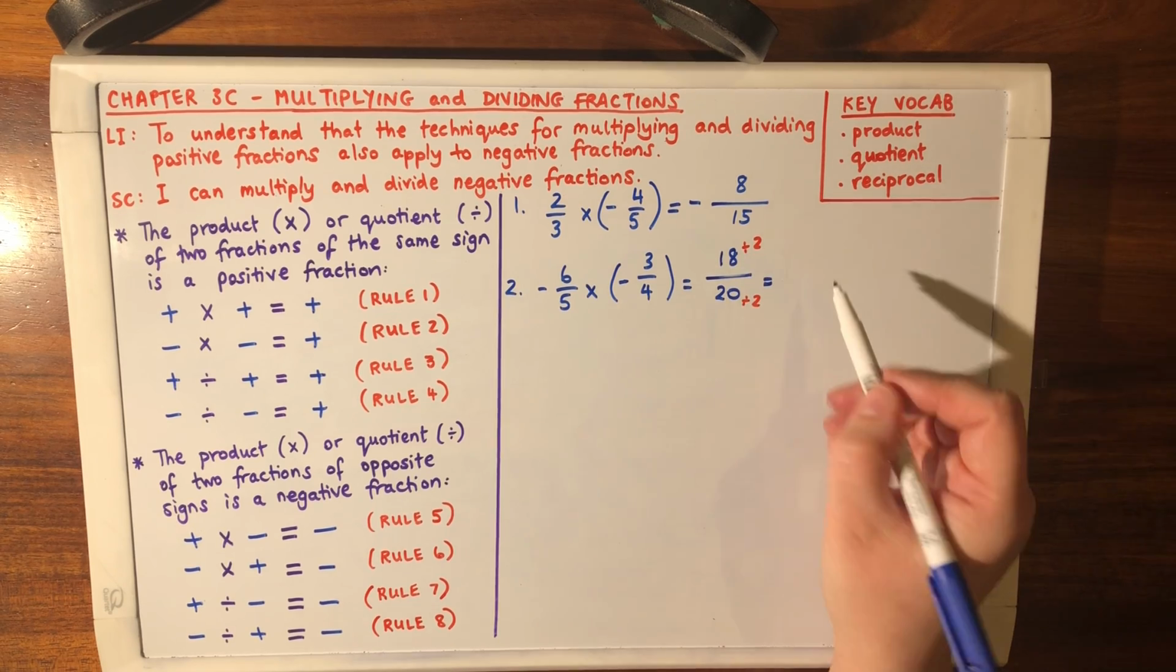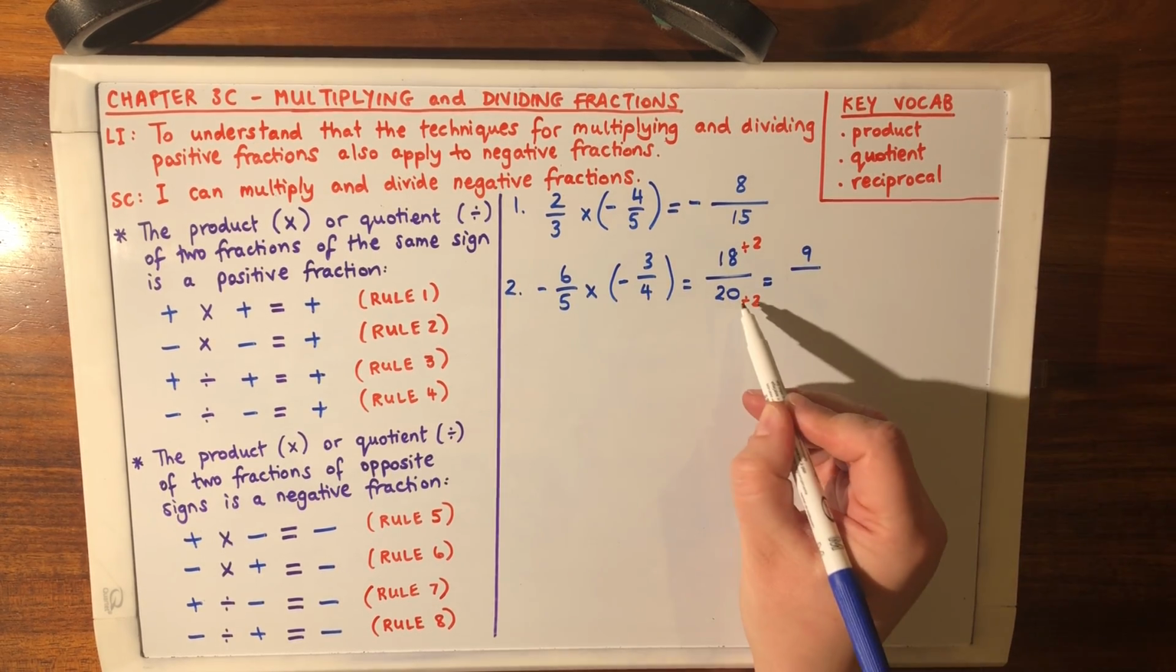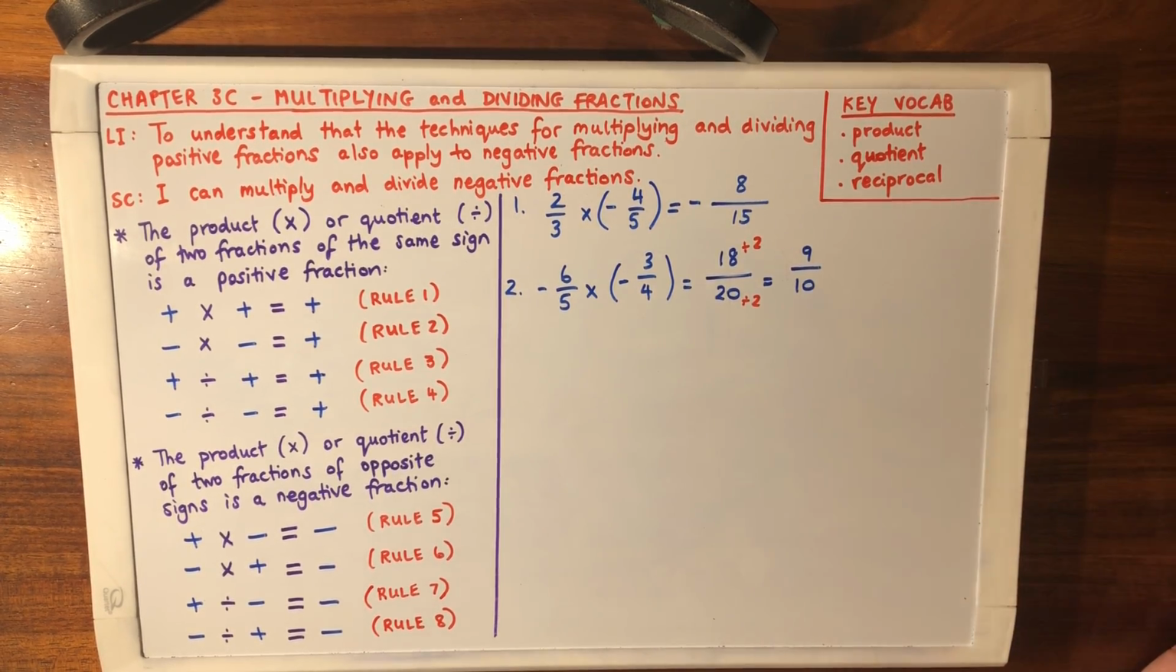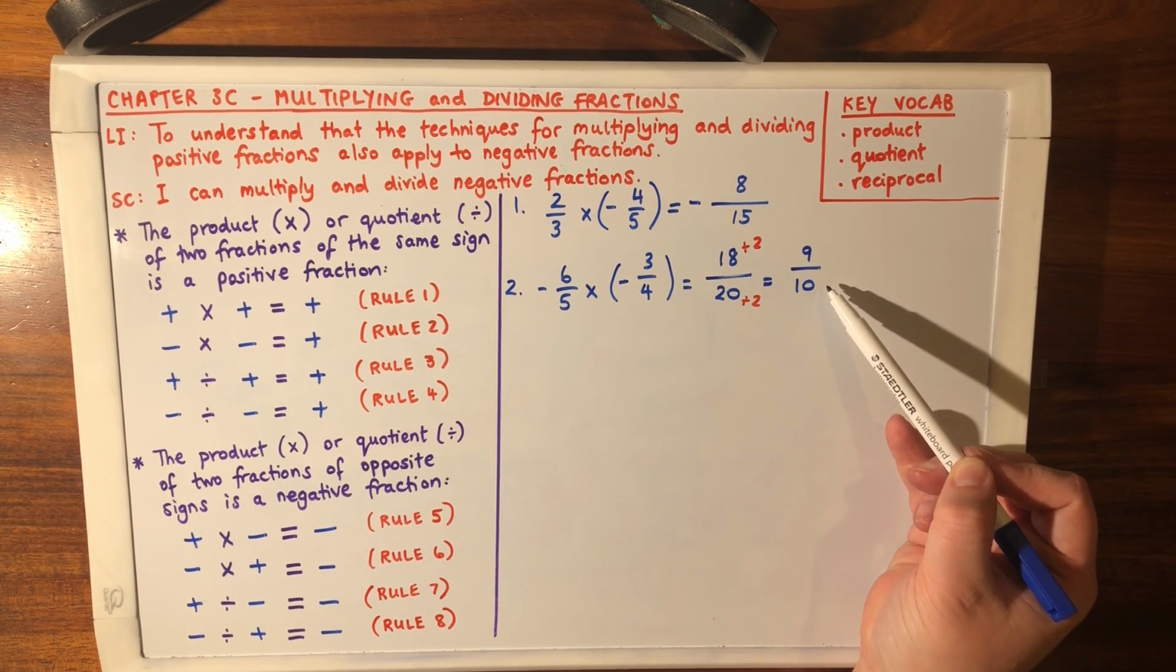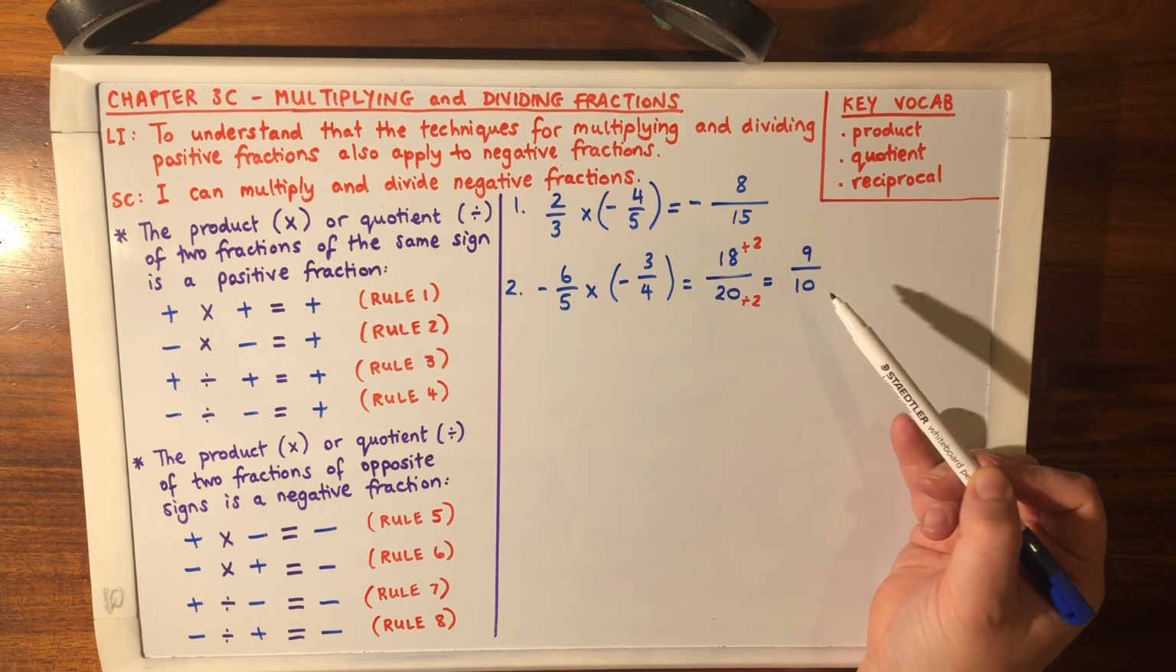How many 2's go into 18? I know there's 9. How many 2's go into 20? I know there's 10. Can we simplify this fraction out any further? No, because the highest common factor between those is just the number 1, so it will stay the same.